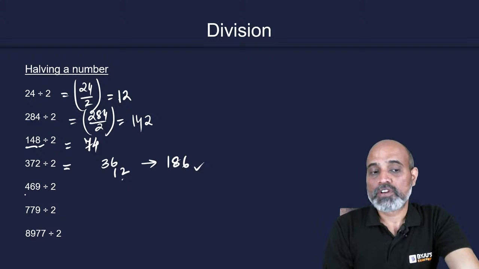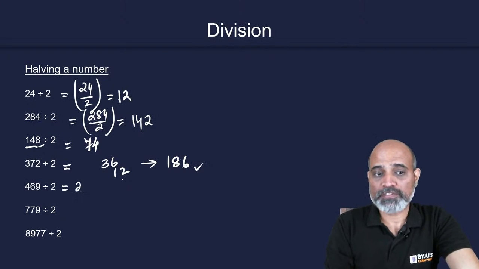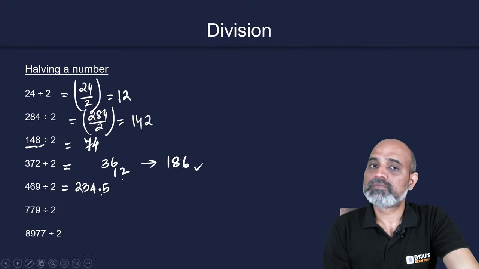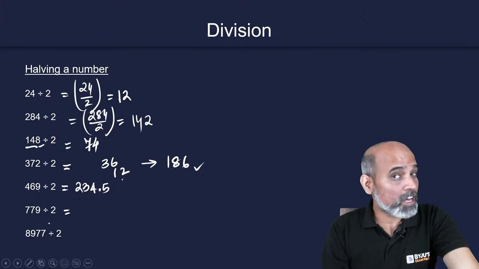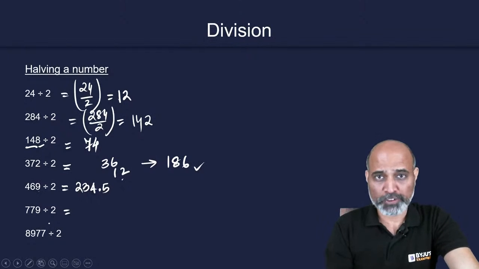469 ka half. 46 ka half toh apne ko pata hai. Right? 46 ka half is 23. Half of 9 is 4.5. 779 half. 77 half, I don't know. 79 half, as in it's going to be in point, a difficult one.